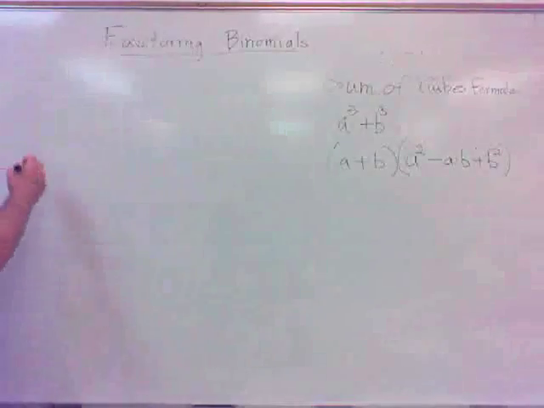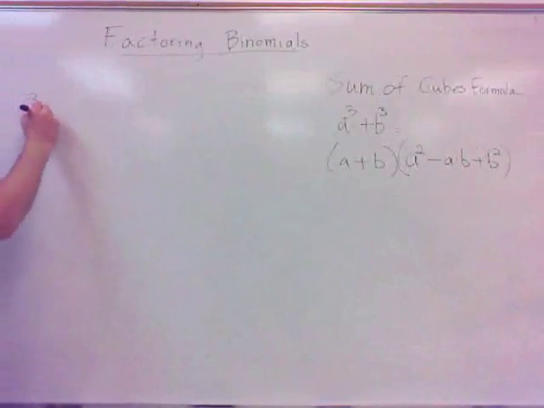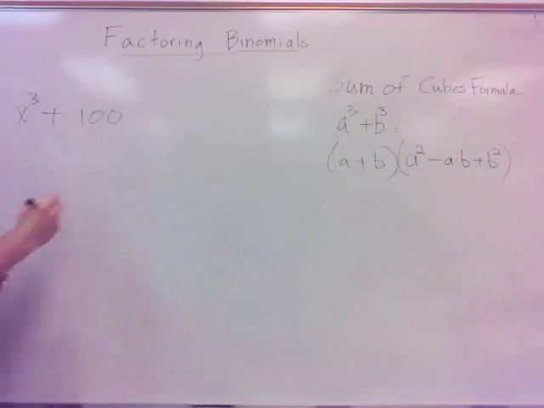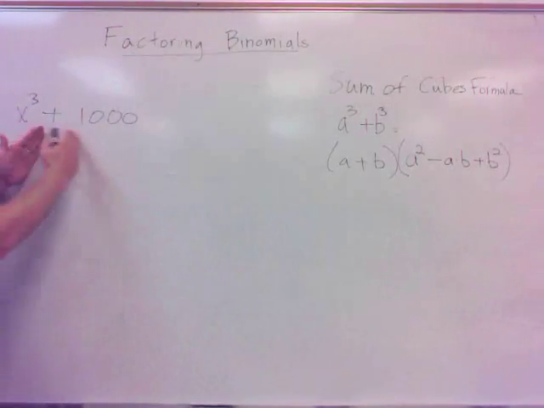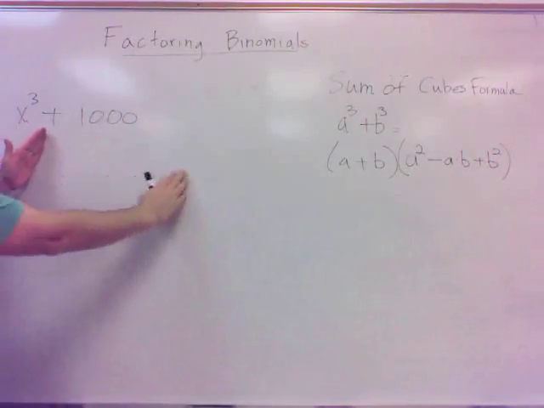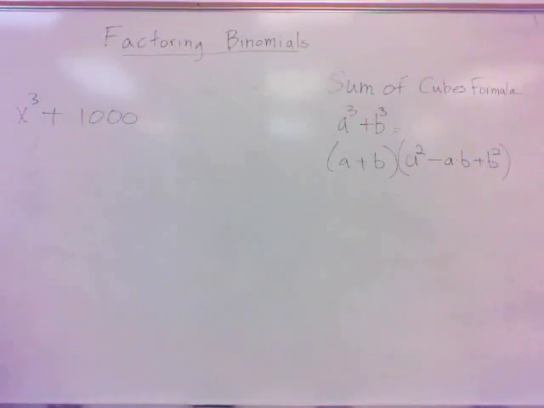x cubed plus 1,000. Not squares. However, it is cubes, isn't it? That's a cube, and 1,000, well, we discussed that. That's a cube because what do you cube to get 1,000? 10 cubed gives you 1,000. So yeah, these are both cubes. It's a sum then of cubes. And unlike the sum of squares that wouldn't factor, sum of cubes does factor. And it factors just like that.